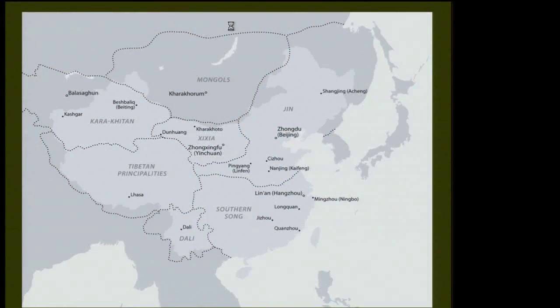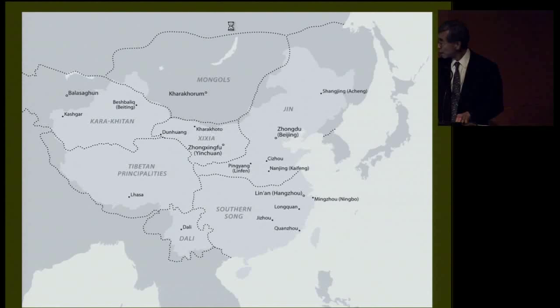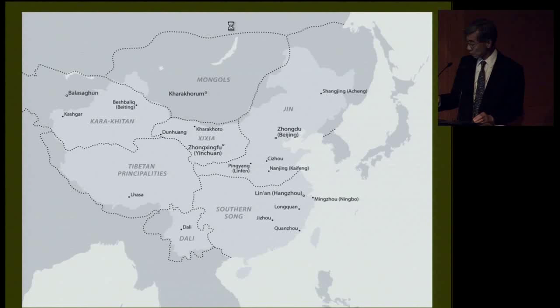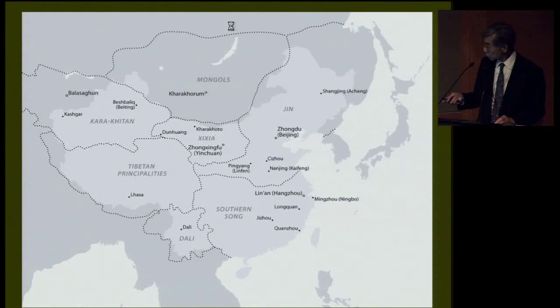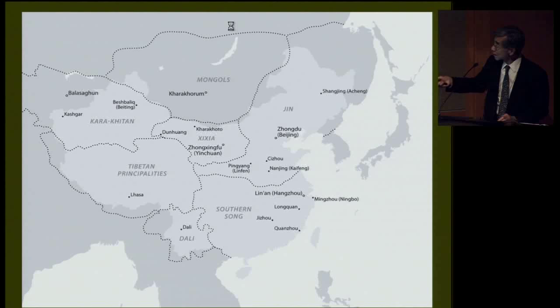Now, just to give the historical context, this is the map of China just before the Mongol conquest. The lighter area is the present map of China. And you notice that China proper was divided into at least three states, or four: one, two, three, four, and these are sort of extra.